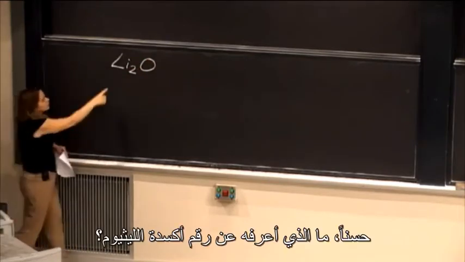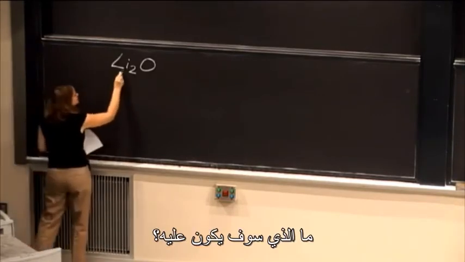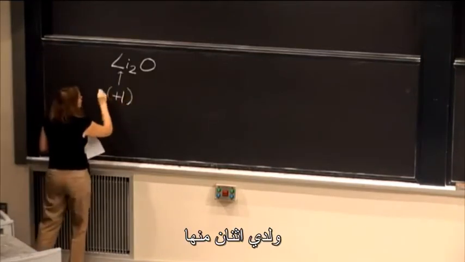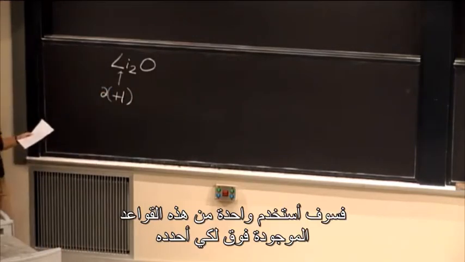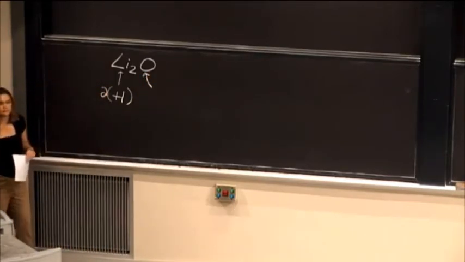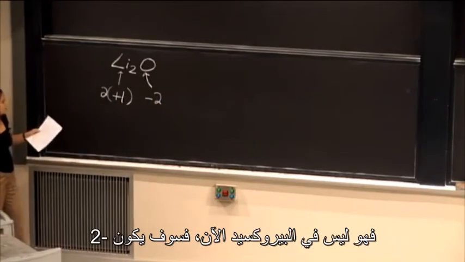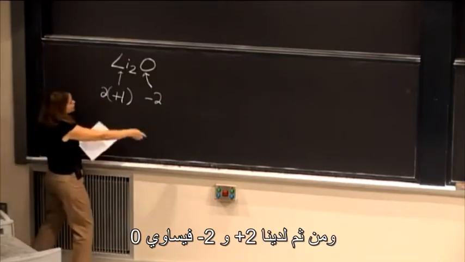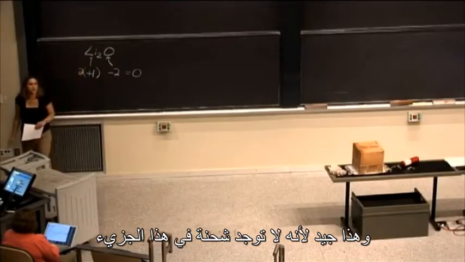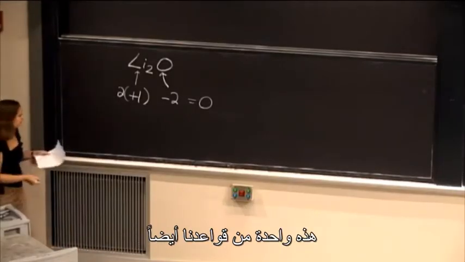All right. What do I know about lithium's oxidation number? What's it going to be? +1. So things in group 1 are going to be +1. And I have 2 of them. So we're going to be using one of those rules up there to assign it. What about oxygen? What's oxygen going to be in this molecule? -2. So it's not in a peroxide here, so it'll be -2. And then we have +2 minus 2 is equal to 0. And that's good because there's no charge on this particular molecule. So all of the oxidation numbers should add up to 0. That's also one of our rules.